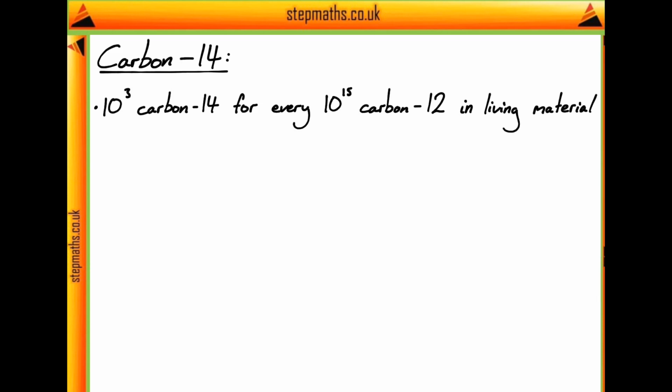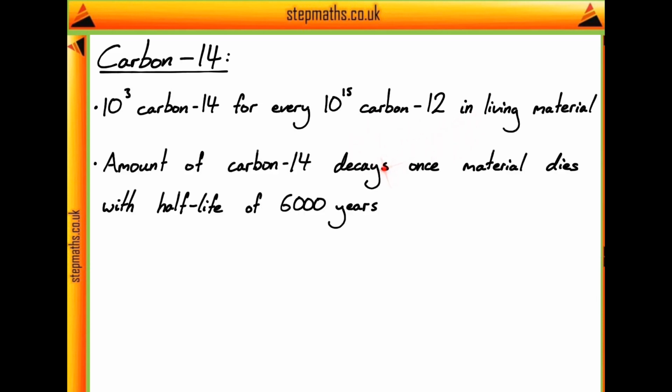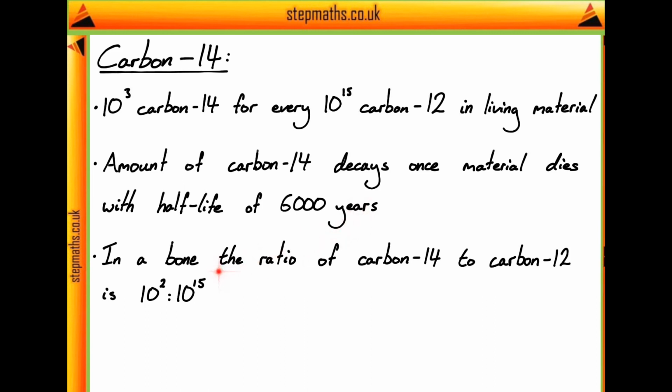We're told that this ratio stays constant inside living material, but as soon as the material dies, the amount of carbon-14 begins to decay. It does this with a half-life of 6,000 years. In a bone, we're told that the ratio of carbon-14 to carbon-12 is 10^2 to 10^15. So what the question asks us to do is find out how old this bone is.